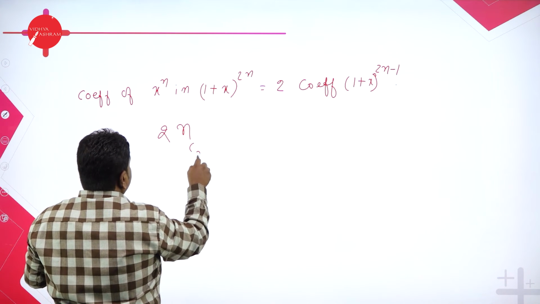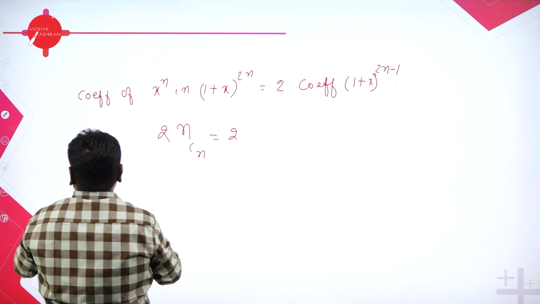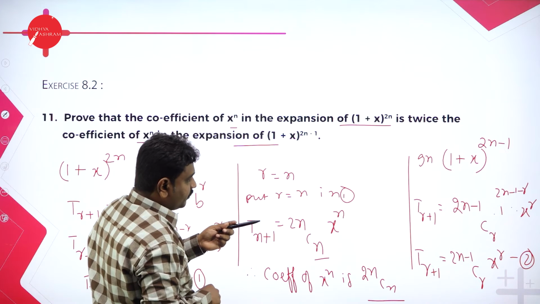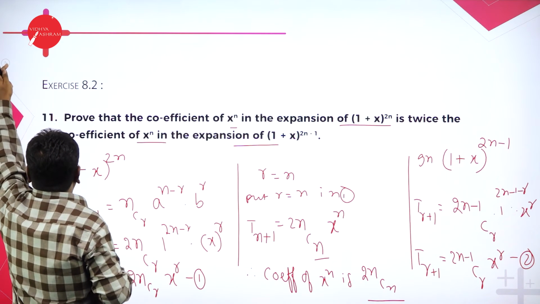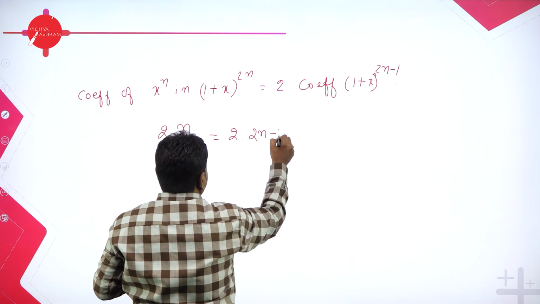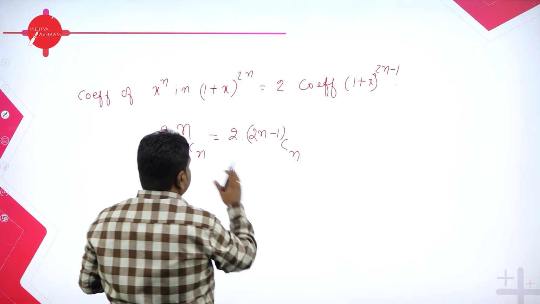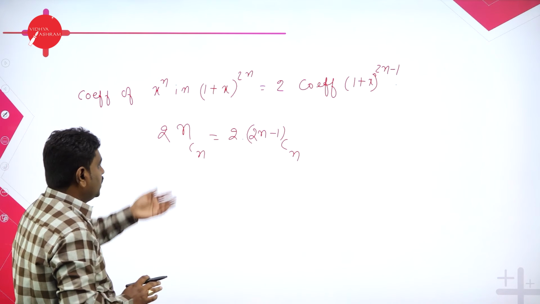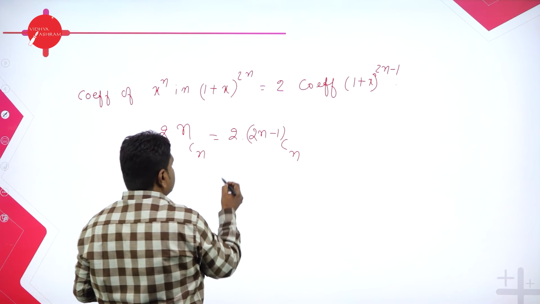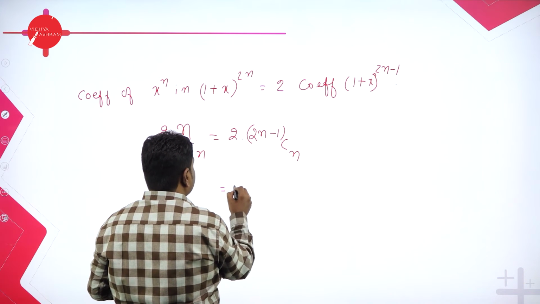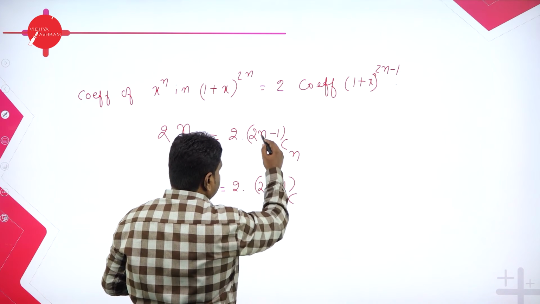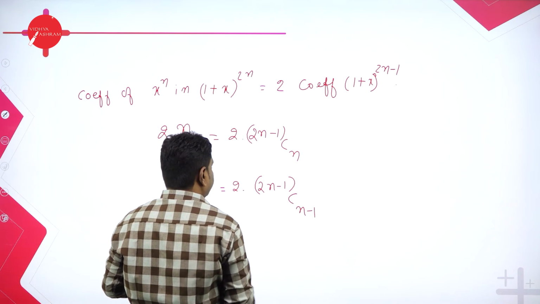2n Cn is equal to 2 times, for the other one what is the coefficient we got? 2n minus 1 Cn. This we need to prove. And I have arrived at, take LHS, arrive at RHS. And this can also be written as 2n minus 1 C, subtraction of this n minus 1.